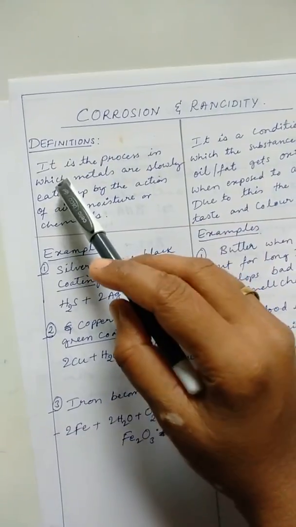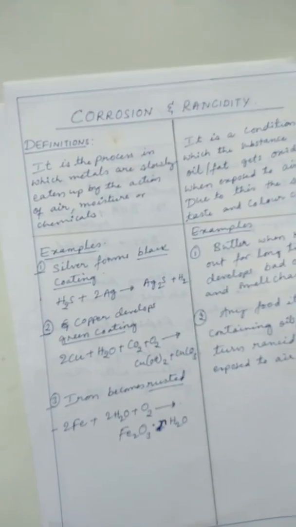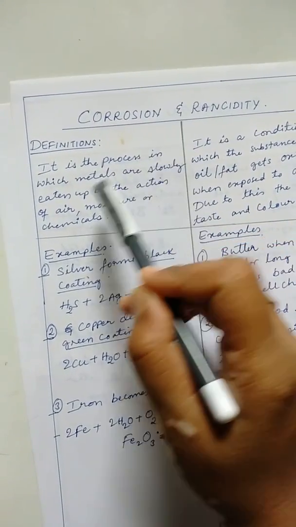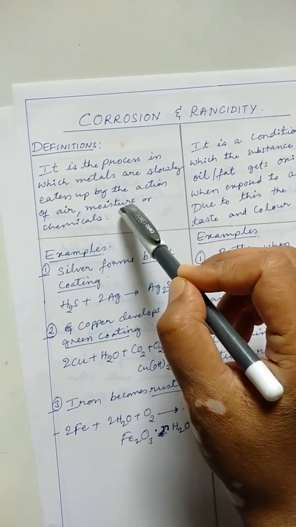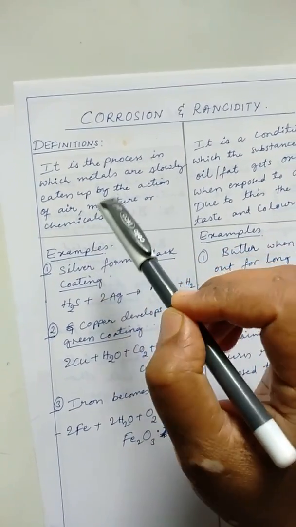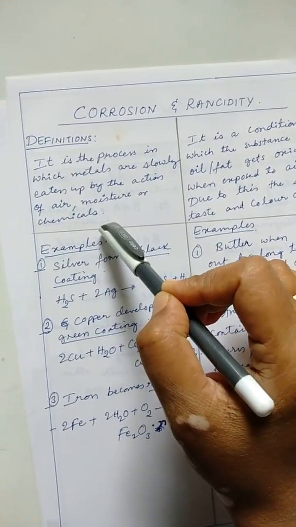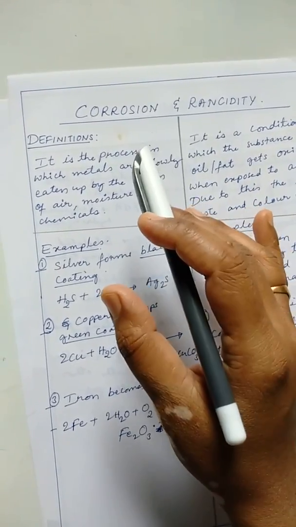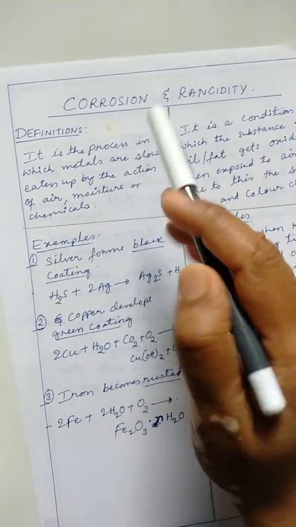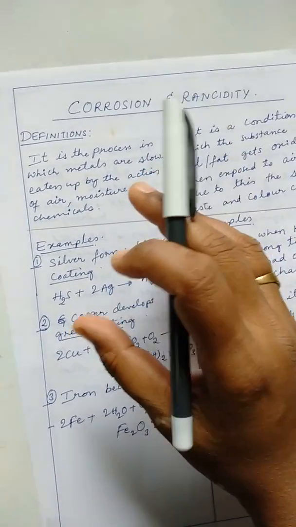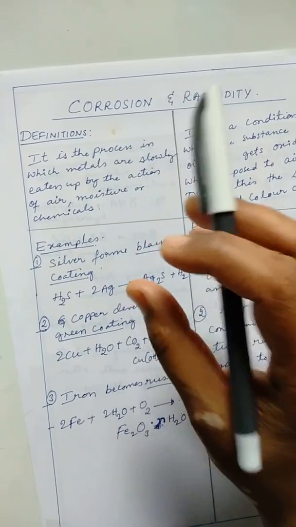So what is corrosion? It is a process in which metals are slowly eaten up by the action of air, moisture or chemicals. It is mainly due to chemical reactions, mainly oxidation. During this process, the metals lose their metallic properties and this causes a lot of damage.